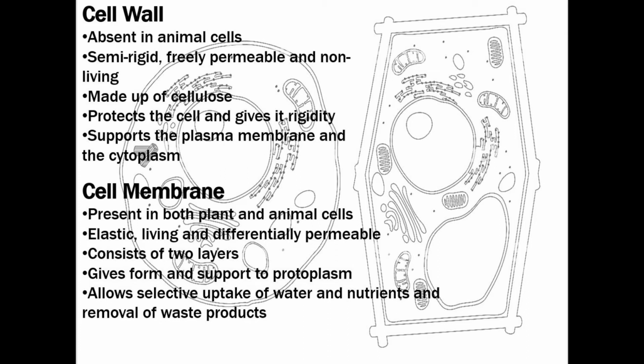Consists of 2 layers, whereas in cell wall we didn't see any kind of layers. Gives form and support to protoplasm. Definitely, that is why the membrane is there. Allows selective uptake of water and nutrients and removal of waste product. Like when you are drinking water or any kind of fluid which is essential to the cell, the membrane helps to let pass the essential things inside the cell and keep the wastes at bay.